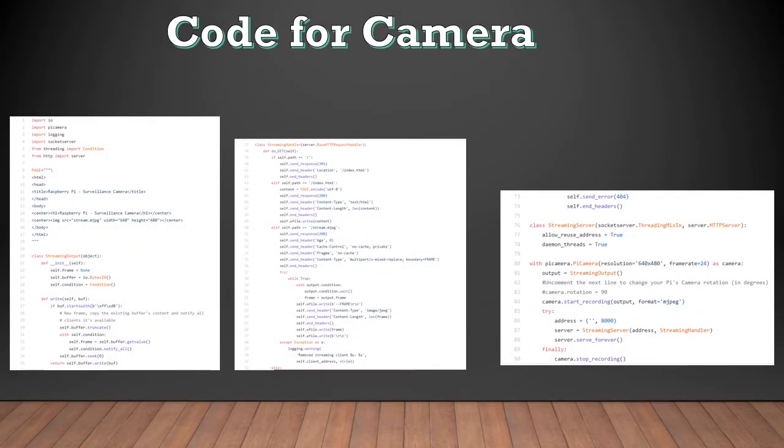This is the code for my camera. Basically, it will create an HTML page which will display 24/7 footage of my camera. It can be accessed easily by typing http colon slash slash IP address colon 8000.